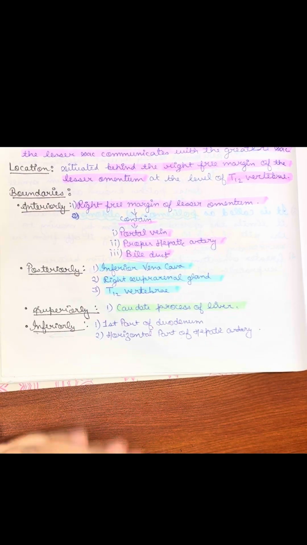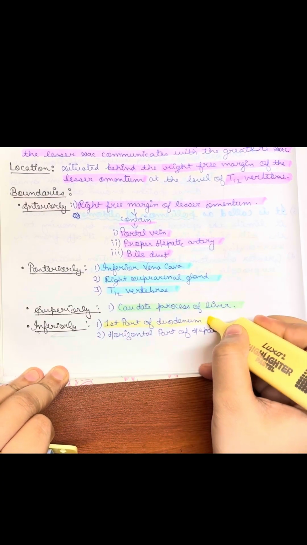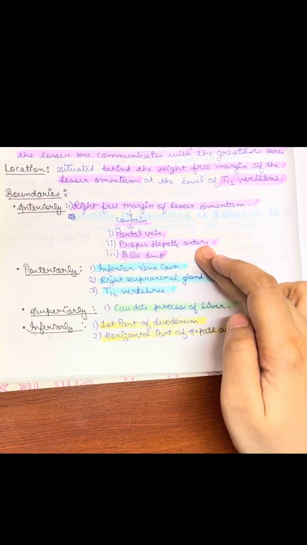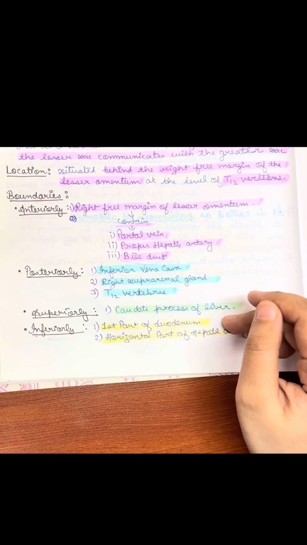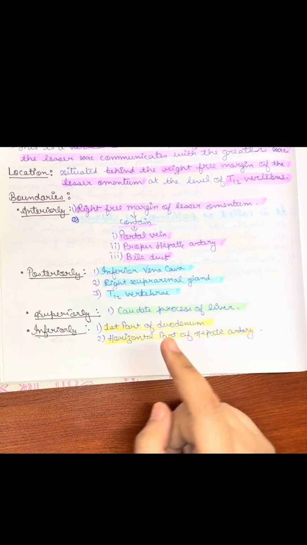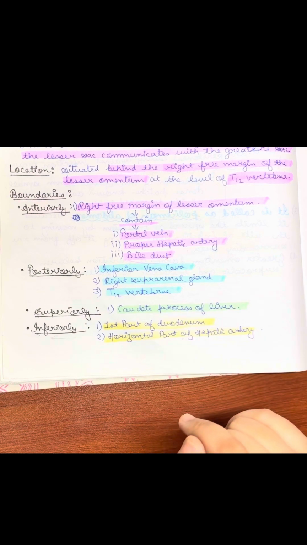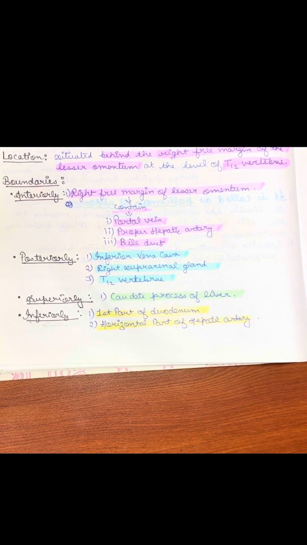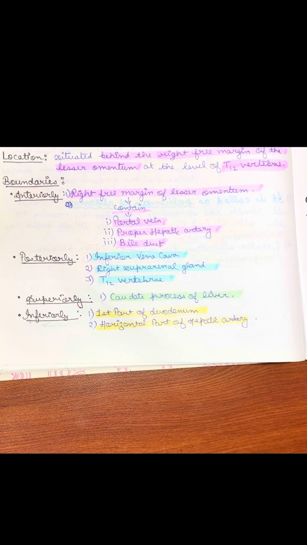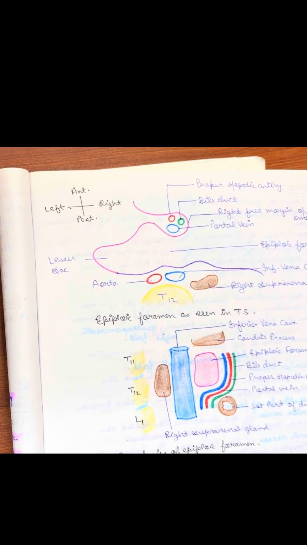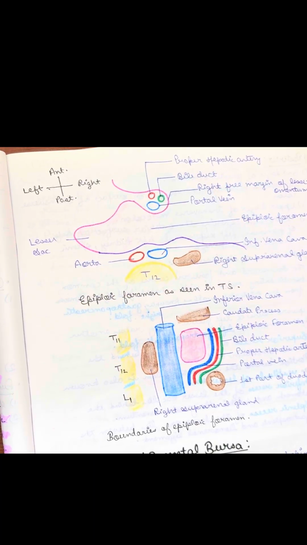And what is the inferior boundary? The inferior boundary is formed by the first part of the duodenum and the horizontal part of the hepatic artery. This hepatic artery, which was forming the anterior content, goes down and also forms the inferior boundary of this epiploic foramen, that is the horizontal part of the hepatic artery and the first part of the duodenum. Now I will take you to the diagram of the epiploic foramen, through which you can easily understand the relations. These are the two diagrams of the epiploic foramen.